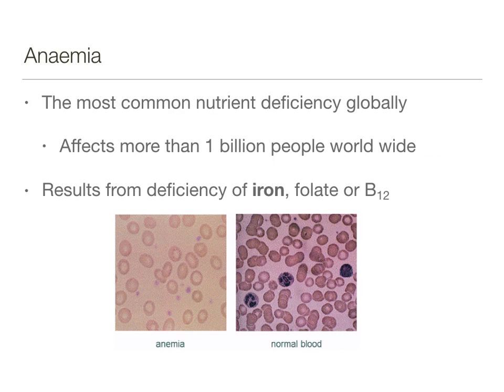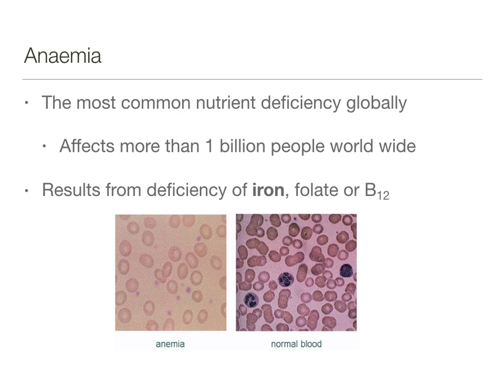We'll start with anemia, the most common nutrient deficiency in the world, affecting more than 1 billion people on the planet. Anemia results from a deficiency of iron, folate, or B12, as mentioned. In the image at the bottom of the screen, you can see normal red blood cells under the microscope that are plump and full, and there are many of them, compared to the anemic red blood cells in the left image, where there are fewer red blood cells, they're less plump, less red, and generally don't look as healthy.